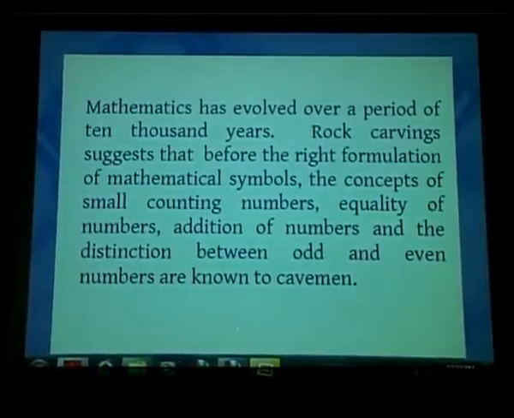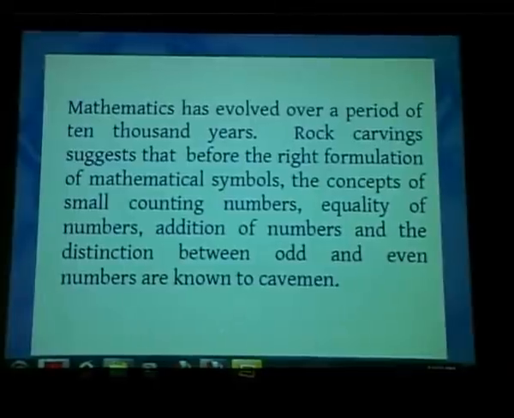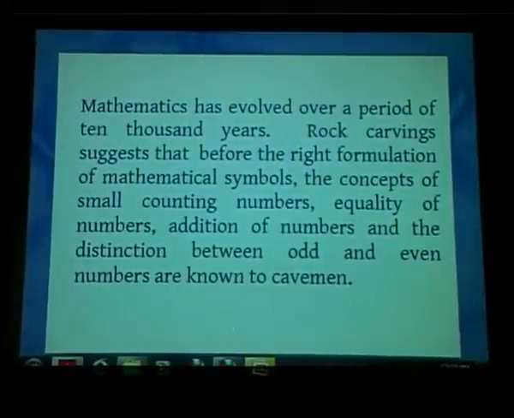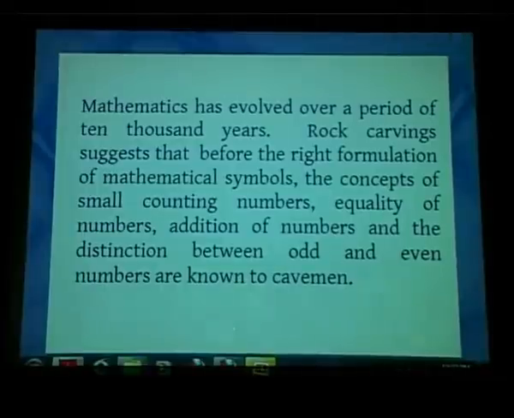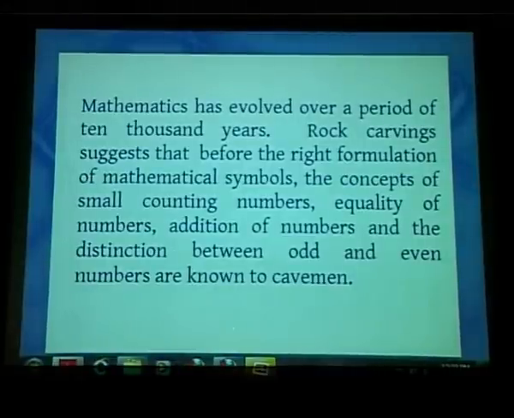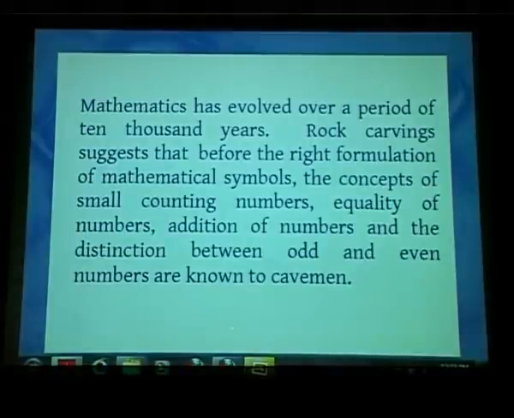Mathematics has evolved over a period of 10,000 years. Even before we had formal symbols for addition and multiplication, the ancient people realized a lot of mathematics. In rock carvings in caves, the people who lived there left some carvings in the rock. Before the formulation of mathematical symbols, they knew small numbers and the equality of two numbers. Just think of a situation where you don't have numbers, addition and subtraction. If you are given two different things, how can you distinguish whether they are the same or not? In those days they had small counting numbers, equality of two numbers, and the distinction between odd and even numbers. They were all known to the caveman.